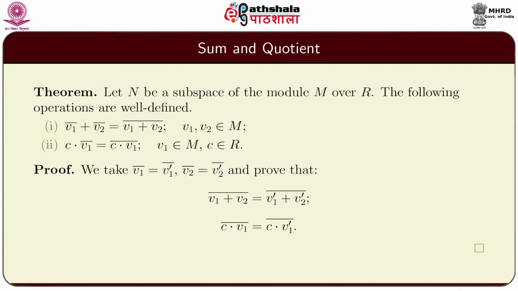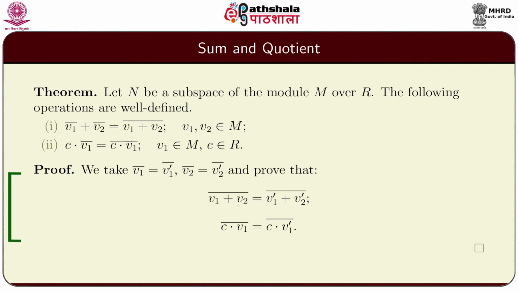Let N be a submodule of a module M over R, then the following operations are well defined. These are precisely the operations that we defined just now on the quotient. So, V1 bar plus V2 bar is V1 plus V2 bar, where V1, V2 are in M, and C dot V1 bar is equal to C dot V1 bar, where V1 is in M and C is in R. And how do we check the well definedness?